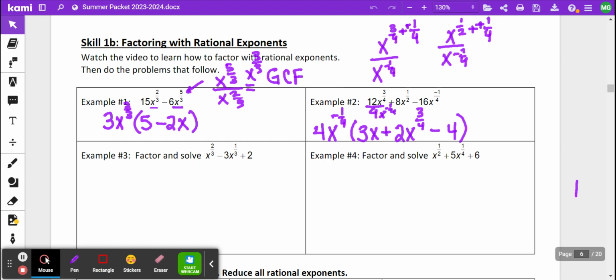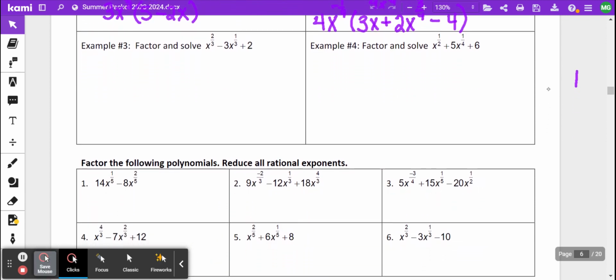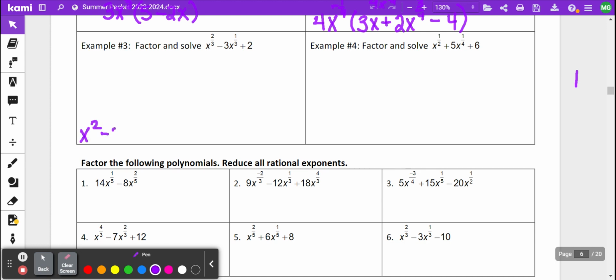Okay, so the next couple of problems, we're going to be looking at factoring and solving with trinomials. So what I want you to notice here is that 2/3 is twice as big as 1/3. So if I had given you a problem that said I wanted you to factor x squared minus 3x plus 2, I know that you would know to factor that to say x minus 2 and x minus 1.